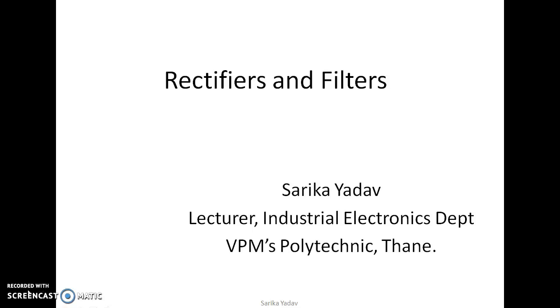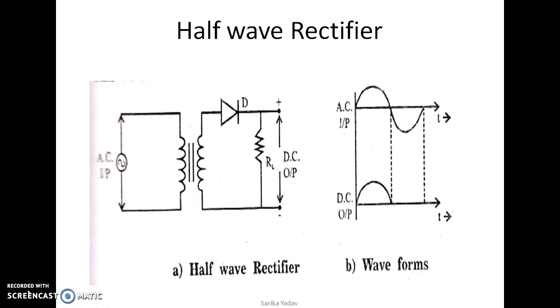We have already seen the diodes and its basic working principle. Now we will see the actual applications of diode in our rectifiers part. The rectifiers are classified into two types, that is half-wave rectifier and full-wave rectifier. First of all, we will understand what is the meaning of half-wave rectifier.